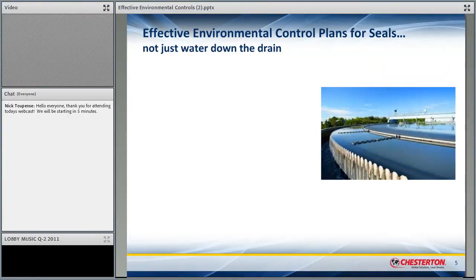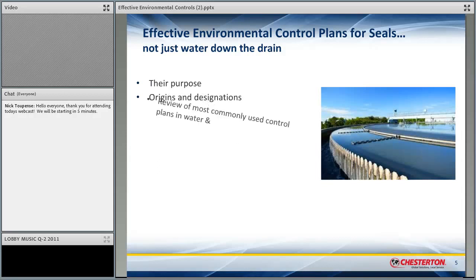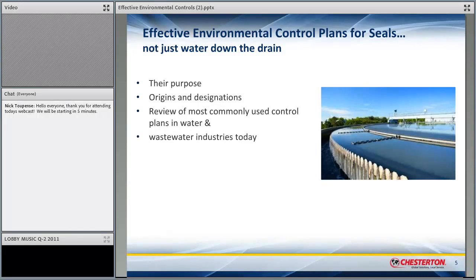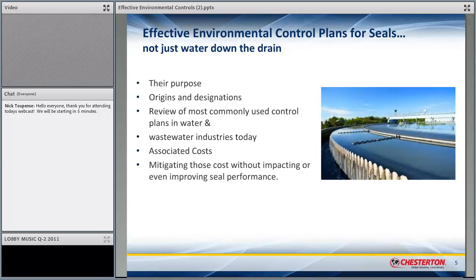So today we're going to be talking about environmental control plans for seals in the water and wastewater industry. We're going to talk about their purpose, their origins and designations. We're going to talk about the most commonly used control plans in the water and wastewater industries today. We're going to talk about some of the associated costs when we utilize environmental control systems. And we're going to talk about how we can mitigate some of those costs without impacting or hopefully improving seal performance.